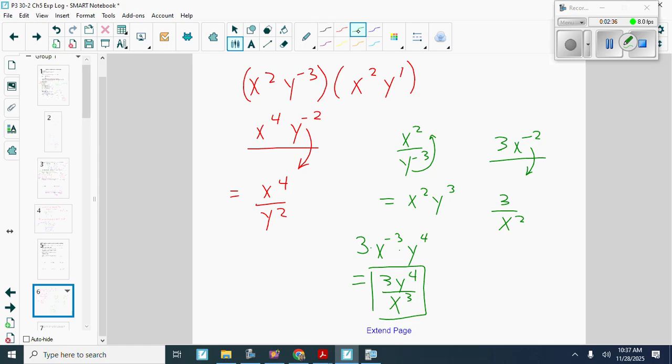So we reviewed our exponent laws. The next thing that we did is we learned something new. We went straight into exponential equations.